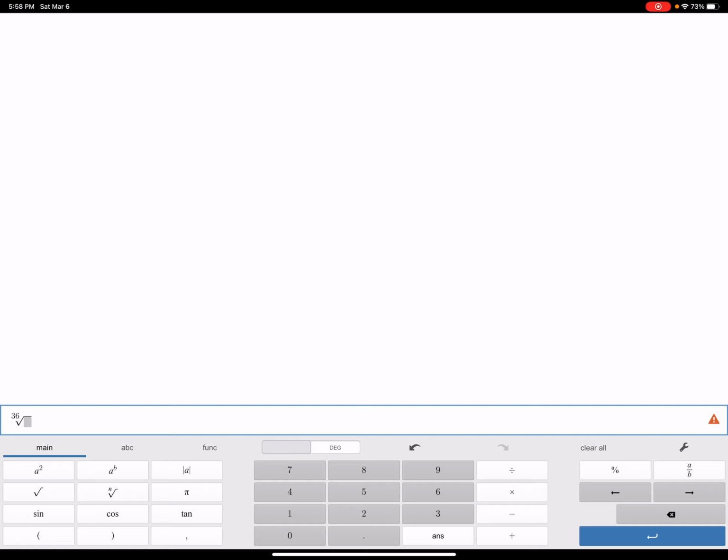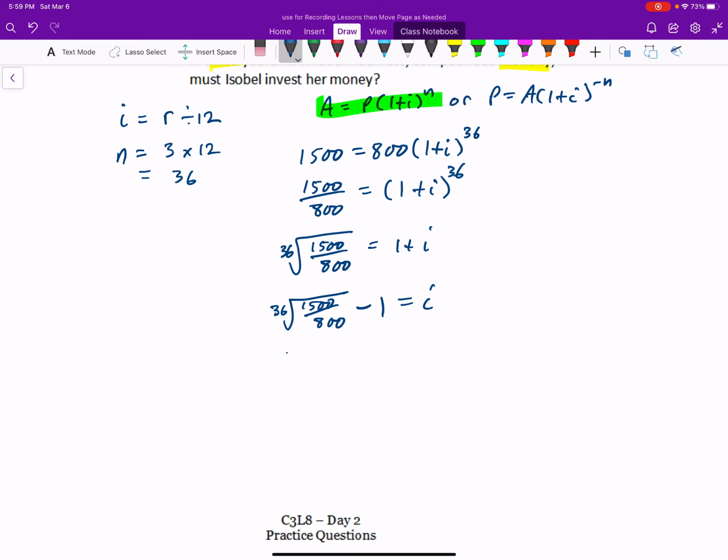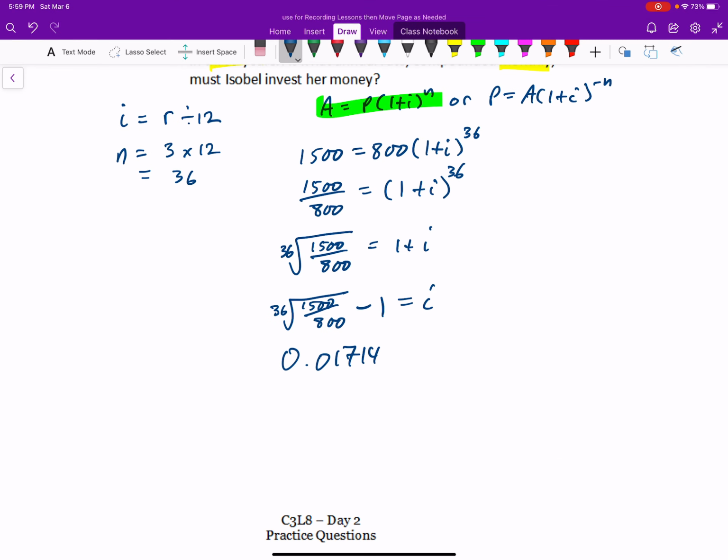36th root of 1,500 divided by 800 minus 1. And that minus 1 has to come outside the root sign. So I've got this big long decimal, 0.17614. And there's more. I'm going to write them all down. 69226. And the reason for that is because I want to wait till the end till I round so I don't introduce rounding error.